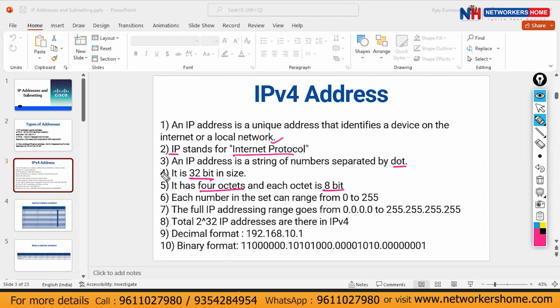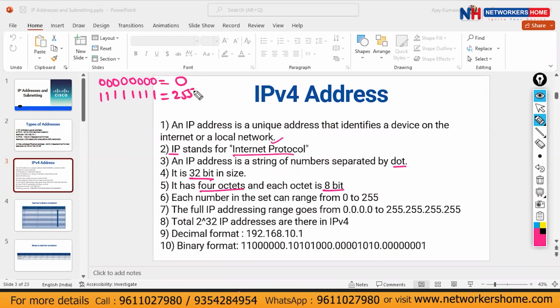Now, if you calculate the value of 8 bits, how many numbers can I accommodate if I have 8 bits in binary? At the minimum, all 8 bits can be zero, correct? So if you convert it to decimal, the value is going to be zero. And the maximum value can be all ones, because in binary the minimum is zero and the maximum is one. Only two digits are there. So this value becomes 255.